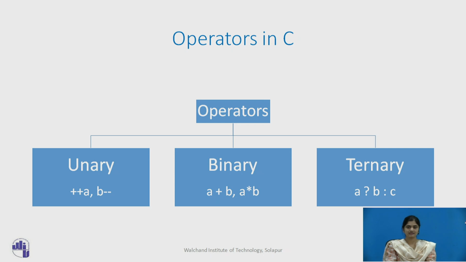Next type is the ternary operator. Ternary operators have three operands associated with them. So in this case we have a, b, c as the three operands associated with the operator. The ternary operator is discussed in detail in another part of the videos.